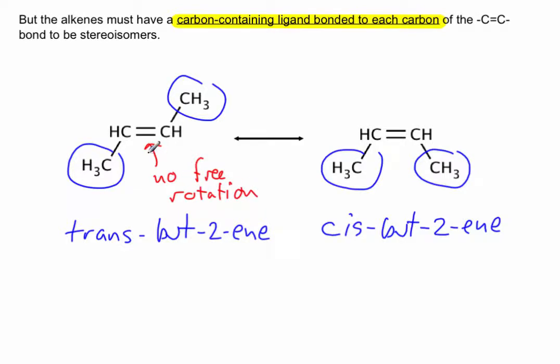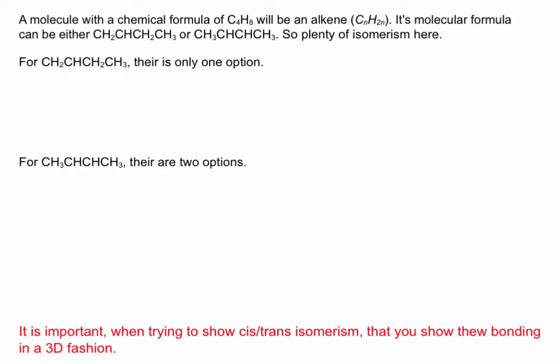But again, you must have a ligand off each of the carbons of the double bond before you can get cis trans. So here, again, just to look at it from a structural formula point of view, here's a few structural formulas. If you have a C4H8 molecule, it can look like this from a structural formula point of view, and that's this one first. And there's only one option for that if you start drawing it.